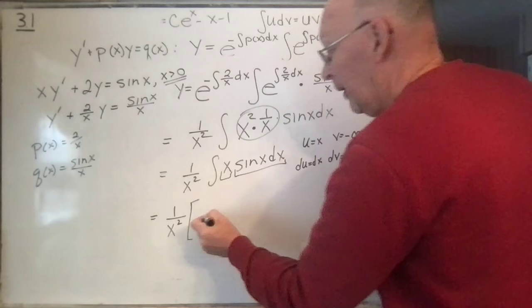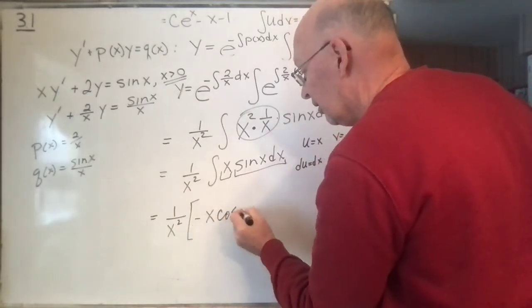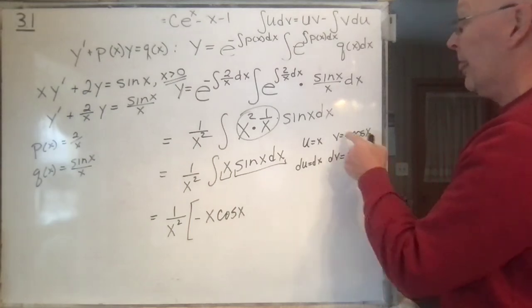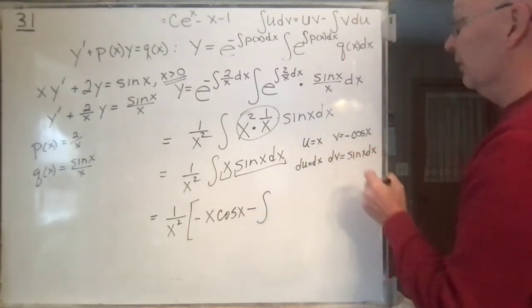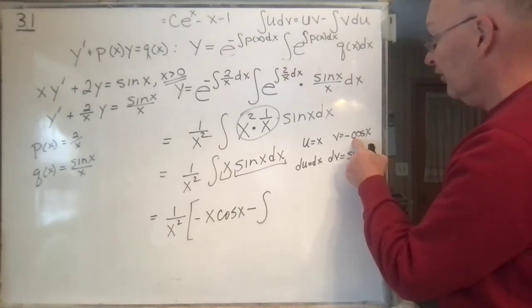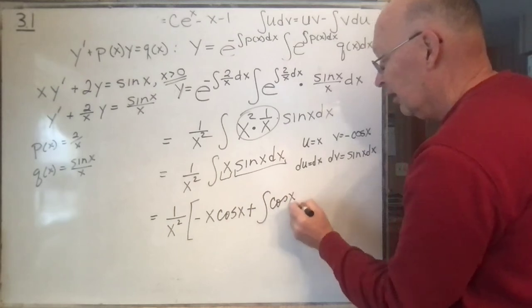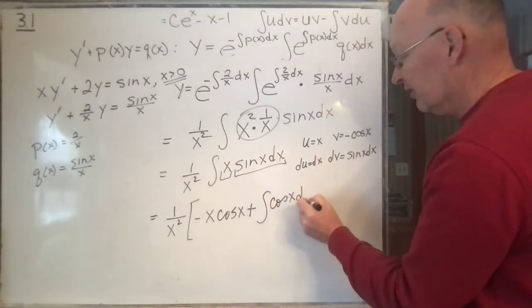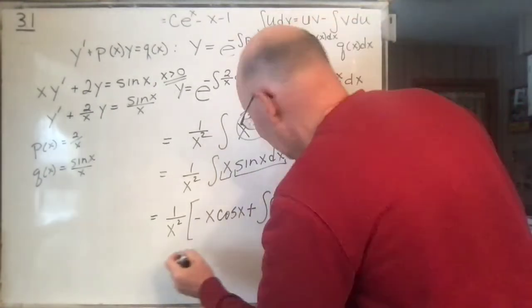So this is all equal to 1 over x squared times, what does integration by parts say? uv, so it's going to be a minus x cosine of x, minus the integral of v du. Here's my v. Notice v has another negative in it, so I'll leave it right there. Cosine of x. du is just dx. Ah, that's kind of nice. Okay, so we're making headway here.